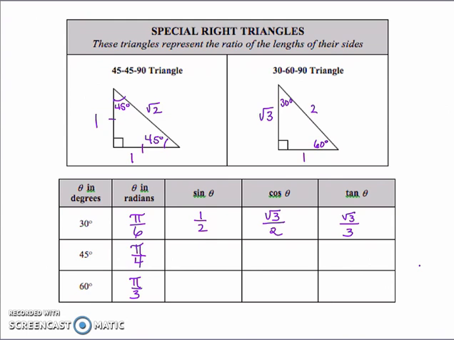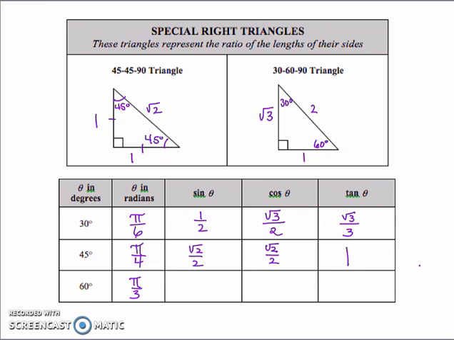At 45 degrees, or pi over 4, sine of theta is going to be equal to square root of 2 over 2. Cosine of theta is going to be equal to square root of 2 over 2. And tangent of theta is going to be equal to square root of 2 over 2 divided by square root of 2 over 2, which is 1.